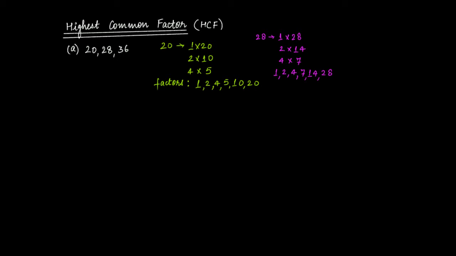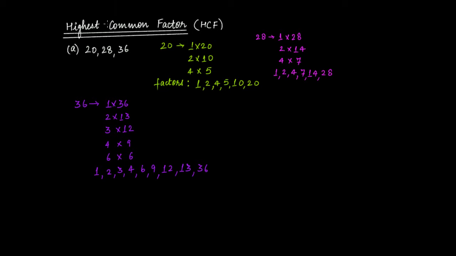Similarly for 36, we can write it as 1 times 36, then 2 times 13, then 3 times 12, then 4 times 9, and then 6 times 6, right? Any other combination left? That's it. And the factors of 36 will be 1, 2, 3, 4, 6, 9, 12, 13 and then 36. These are the factors of 36.